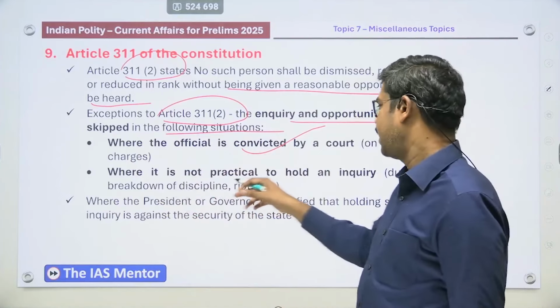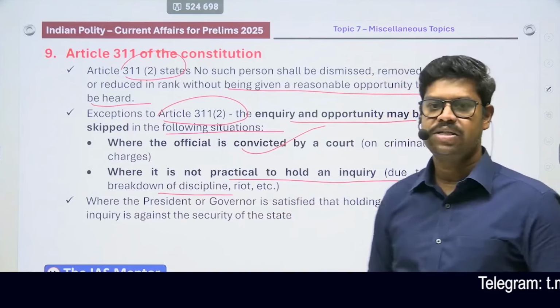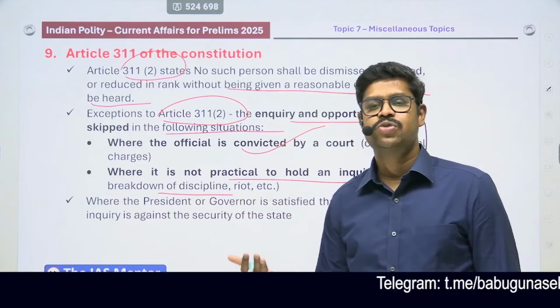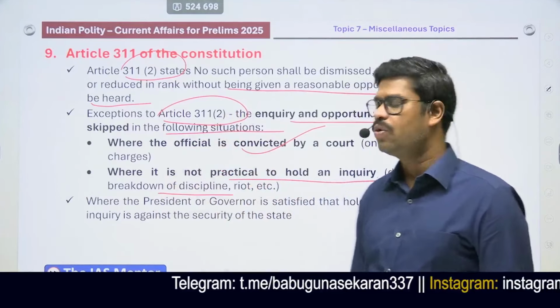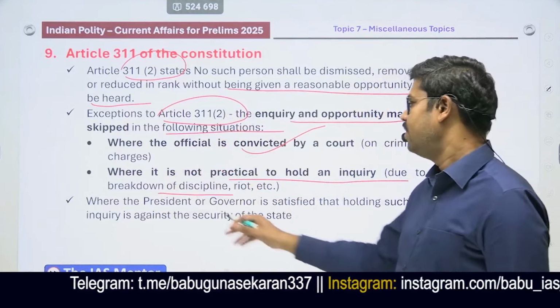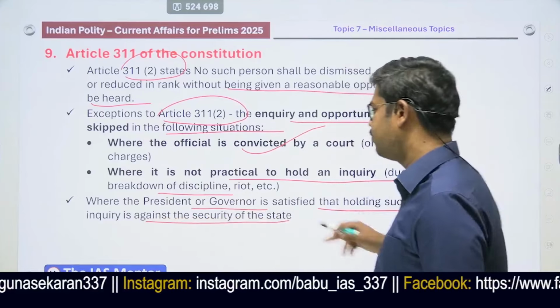Second, where it is not practical to hold an inquiry due to reasons like breakdown of discipline, riot, etc. There are certain emergency situations where you are not able to conduct the inquiry. Under such circumstances also, you can dismiss the person without an inquiry. Third, where the President or Governor is satisfied that holding such an inquiry is against the security of the state.